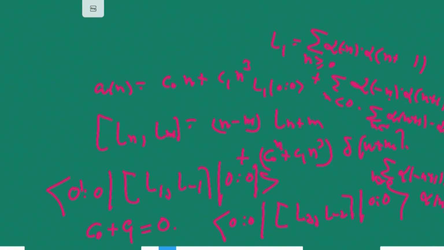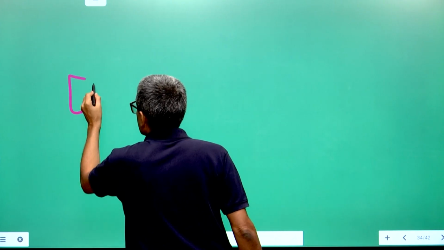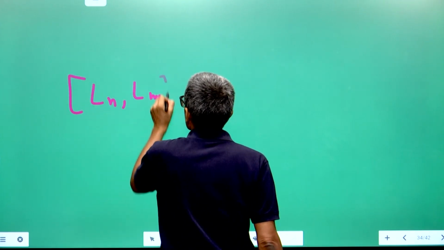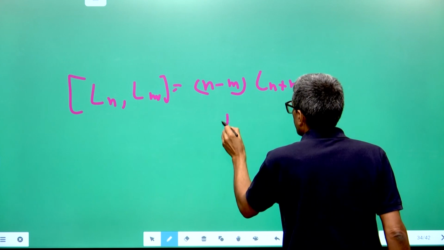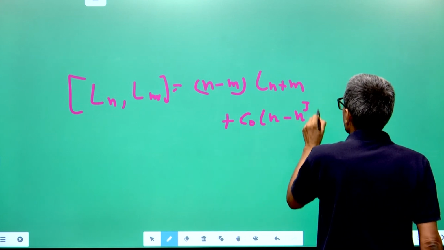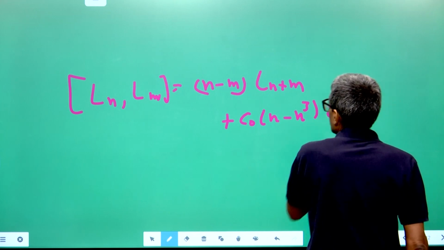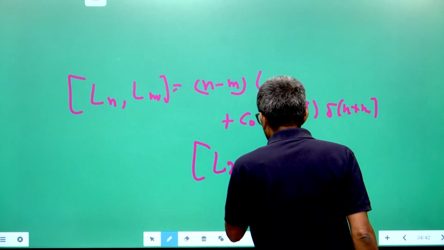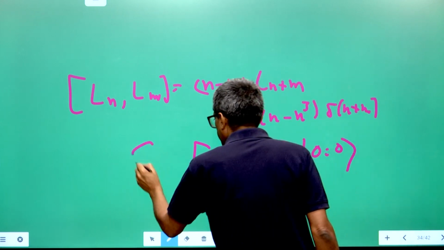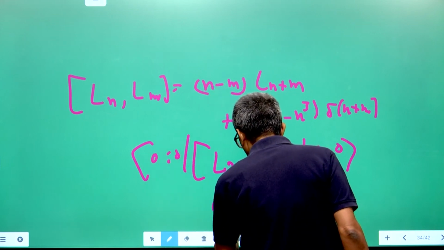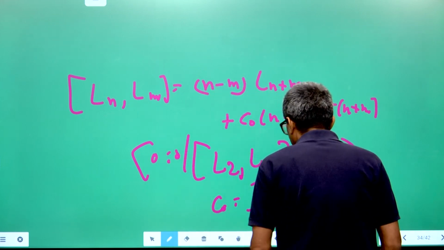So the Virasoro anomaly term can be written as c_0 (n − n^3) δ_{n+m}. In other words, you get the Virasoro relations as [L_n, L_m] = (n − m) L_{n+m} + c_0 (n − n^3) δ_{n+m}, and you determine c_0 by computing [L_2, L_{-2}] in the vacuum by the same method. That will come out such that c_0 = d/12, where d is the dimension of the space-time.